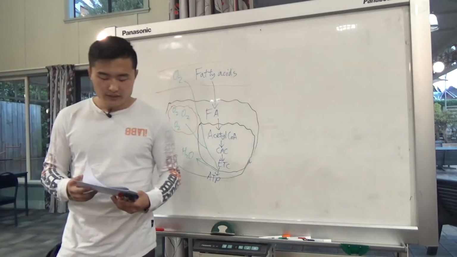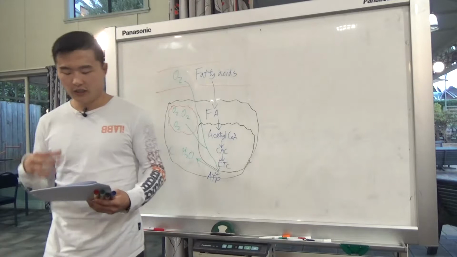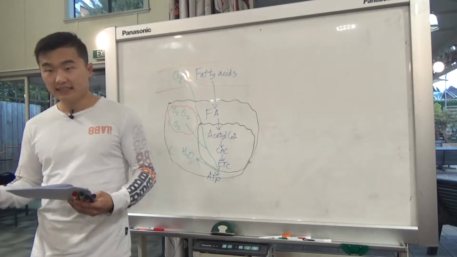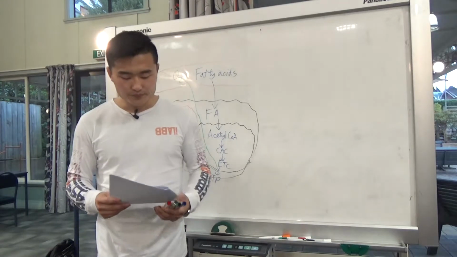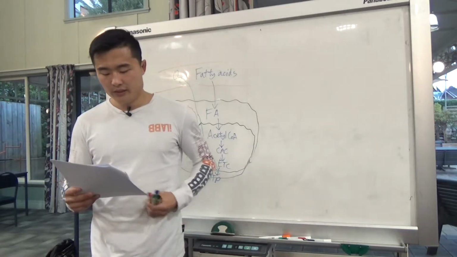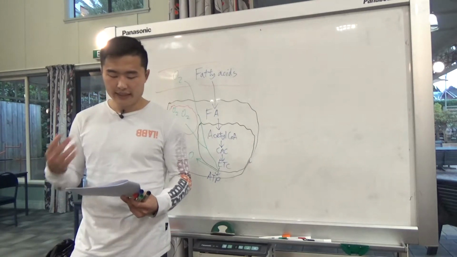Ketogenesis: you have increased levels of acetyl-CoA because you've got increased fatty acids and they're being broken down through beta oxidation. And the buildup of acetyl-CoA causes the synthesis of ketone bodies.